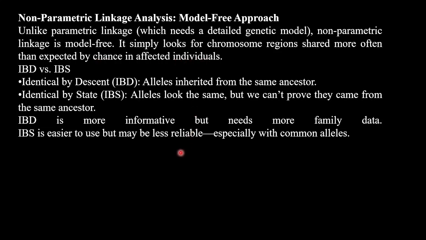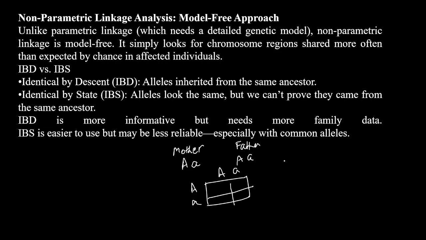Let's say this is your mother, and she has the alleles A and a. And this is your father. He also has A and a. So if they cross, you will get 25% AA, 25% aa, and 50% will contain one allele from father and one from mother.